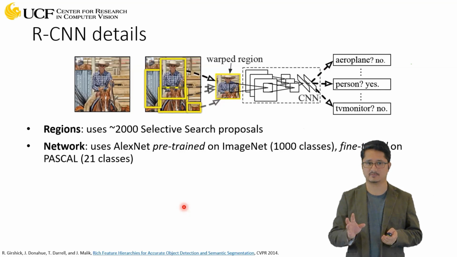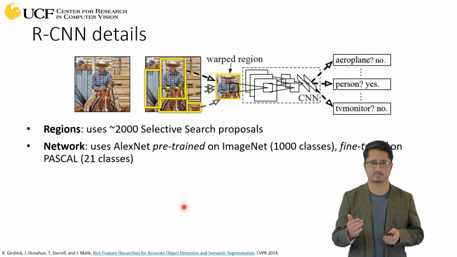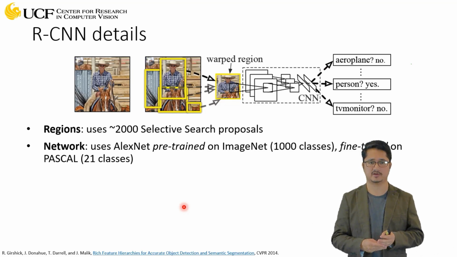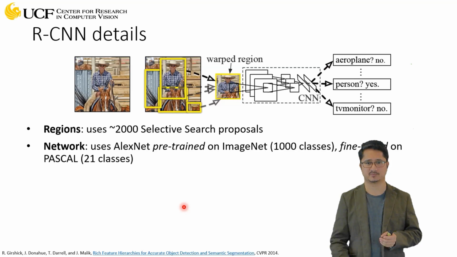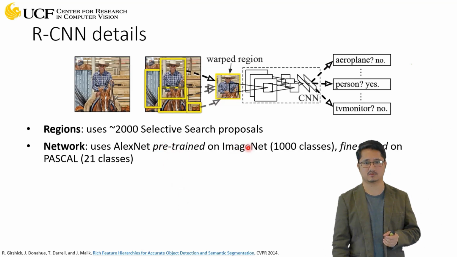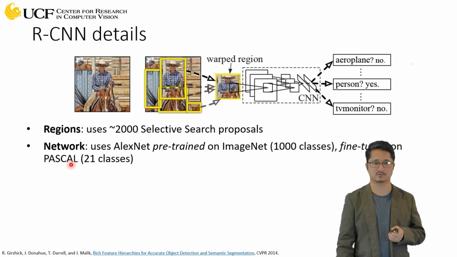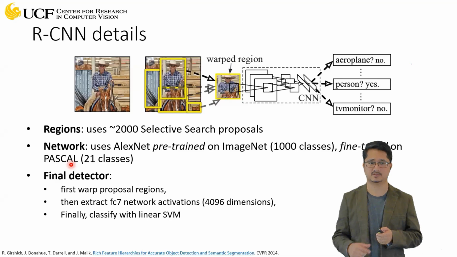Okay, so regions roughly 2000, as I said. And as a backbone, I think AlexNet was used because that was the architecture available at that time. It was pre-trained on the ImageNet dataset where we have 1,000 different classes. And ImageNet at that time was just for classification. So later it had to be fine-tuned with Pascal VOC, which is an object detection dataset.